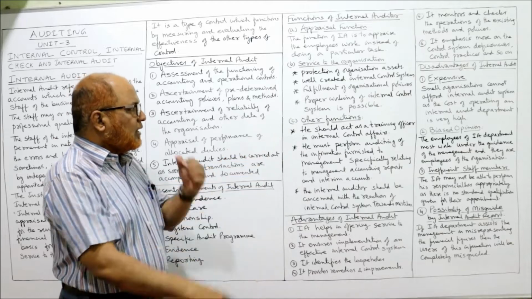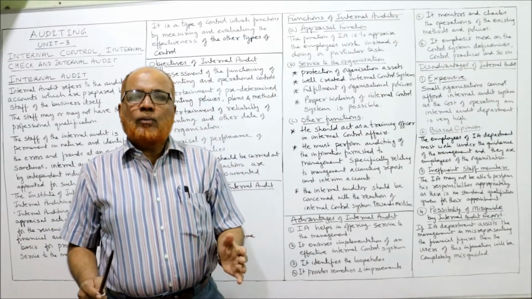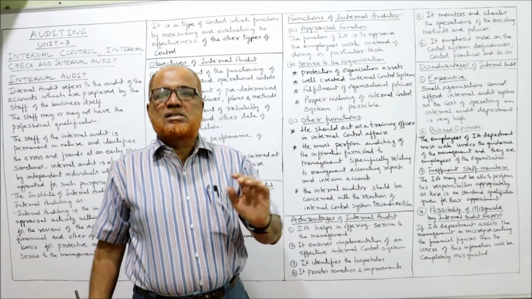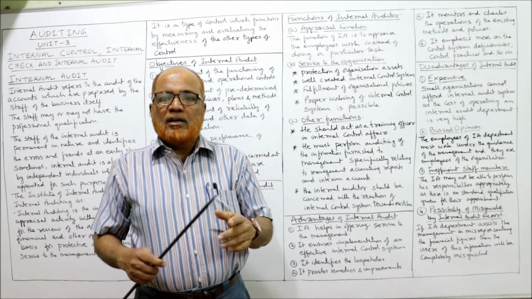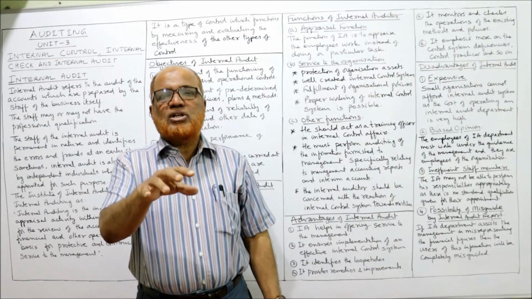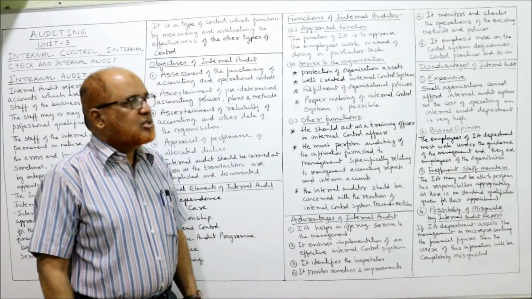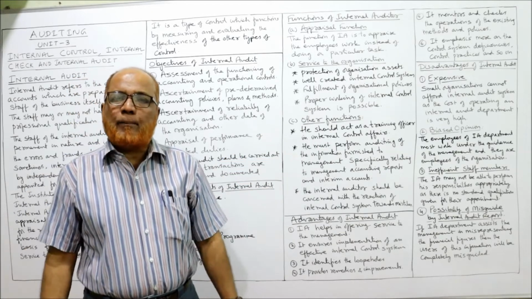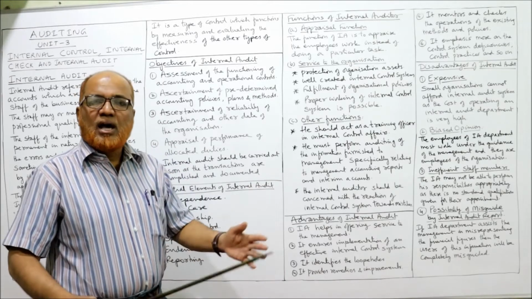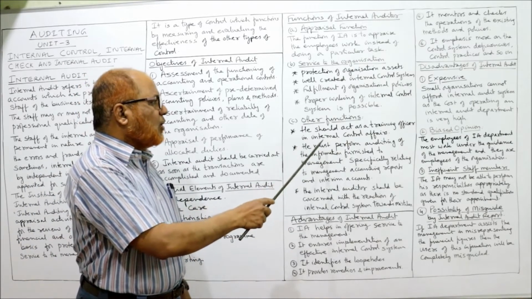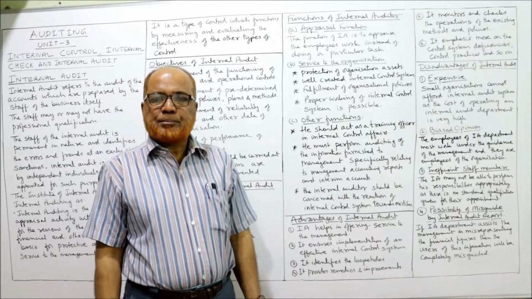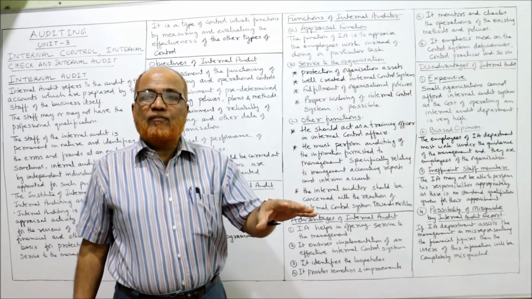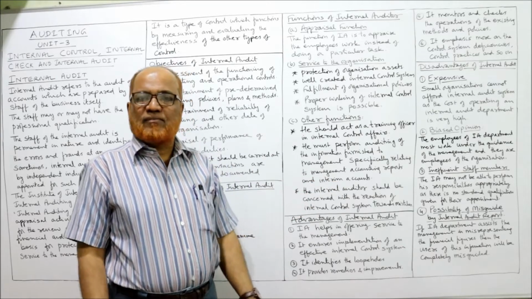Next, proper working of internal control system is possible. Now I told you, internal audit is a part of internal control system. So he has to see that internal audit is accomplishing the task of internal control or not. So these are the services to the organization. Now other functions, apart from appraisal and service to the organization, are that he should act as a training officer in internal control affairs. In internal control system, he should be an officer to see that internal control system is effective or not.